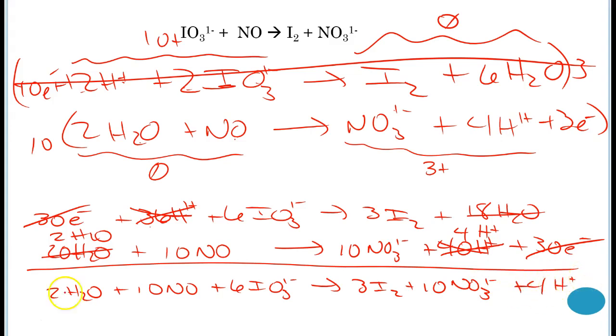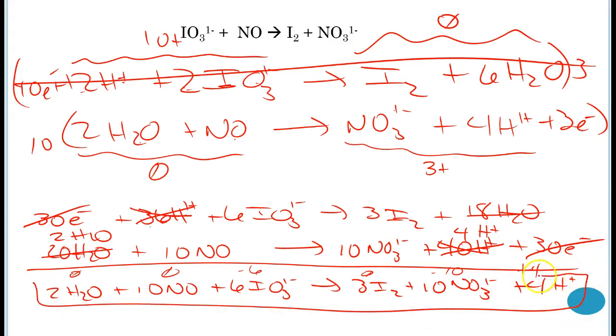If you check your atoms, there's 4 hydrogens and 4 hydrogens, 10 N's and 10 N's, 6 I's and 6 I's. The O's are a little tricky. 2 plus 10 is 12, plus 18 is 30, 10 times 3 is 30. Total charge, 0, 0, negative 6. Total charge here is 0, negative 10, positive 4. Charge balances. That is the balanced redox reaction.